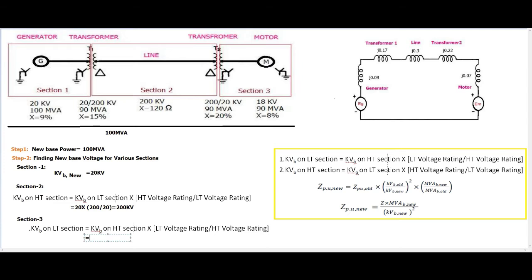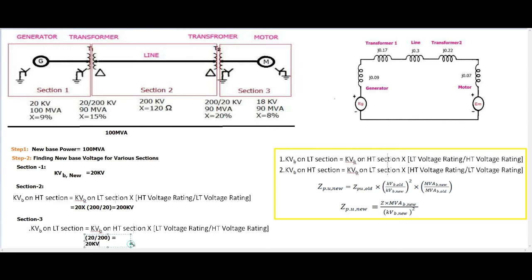What is the HT section? Which is lying in section 2. So 200 multiplied by the LT voltage rating, 20, divided by 200. So you will get this as 20 kV.